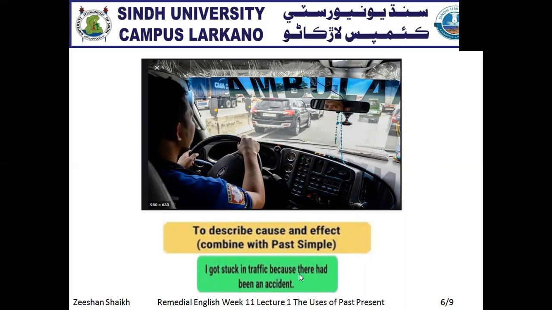Now an example is given. There had been an accident. Now this accident, this reason, this is the cause. Now the second sentence of your past perfect, this is the cause. So as we know, the cause always comes first, then the effect comes later on. So that's why the cause is your past perfect, which comes before, and the result, this would be your past simple.